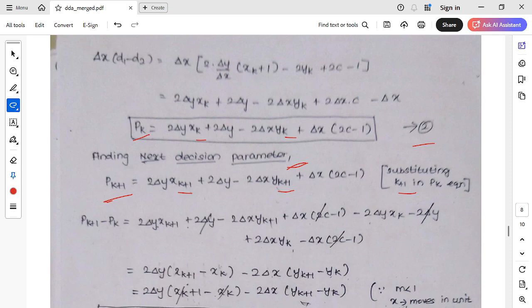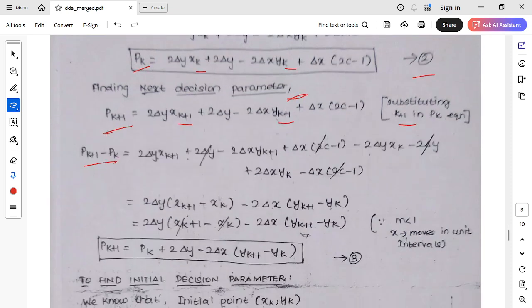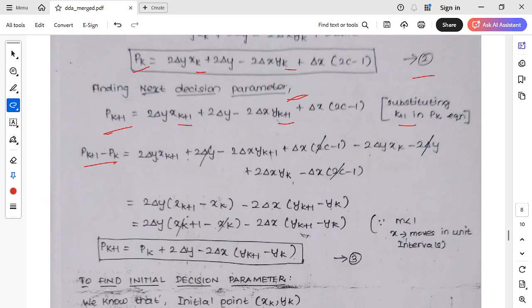For finding the next decision parameter, this is the formula: pk plus 1 minus pk. We know pk plus 1 and we know pk. So I'm going to subtract these two and I'm going to get this pk plus 1. This will be my equation 3.